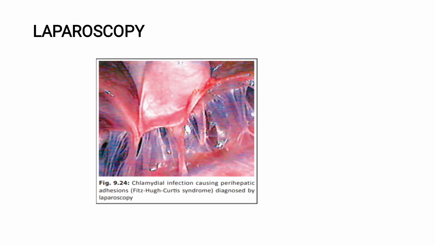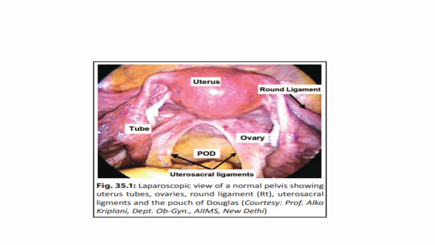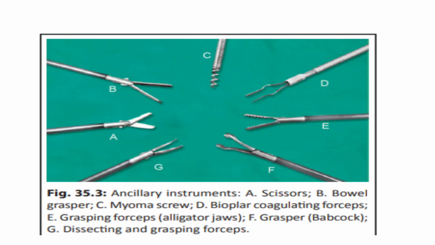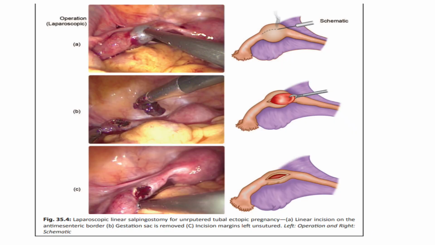Then in laparoscopy, this is a chlamydial infection causing perihepatic adhesions. So this picture is showing the laparoscopic view of a normal pelvis showing uterus, tubes, ovaries, round ligaments, uterosacral ligaments and the pouch of Douglas. Laparoscopic instruments, that is telescope, trocar and cannula and Veress needles. Ancillary instruments: scissors, bowel grasper, myoma screw, bipolar coagulating forceps, grasping forceps, grasper, dissecting and grasping forceps.